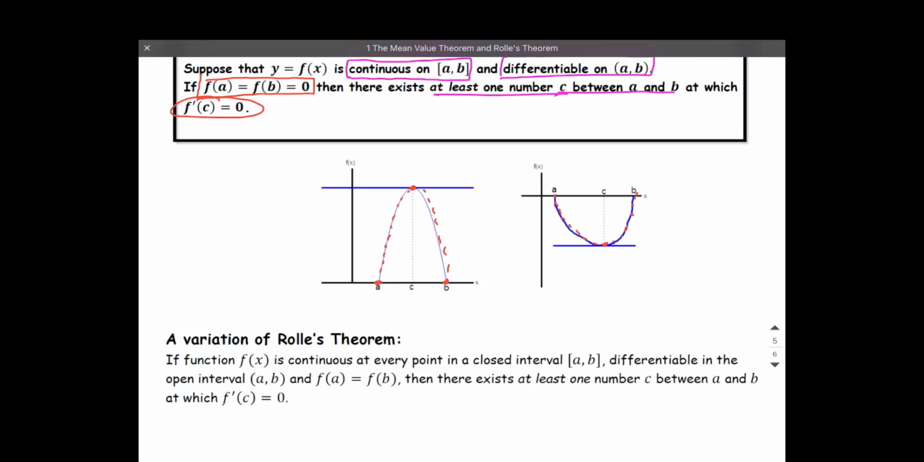Now there's a variation on Rolle's theorem which starts out the same way: it's continuous at every point on a closed interval, differentiable in the open interval, but this time it just says that f of A equals f of B. And you know why that is?